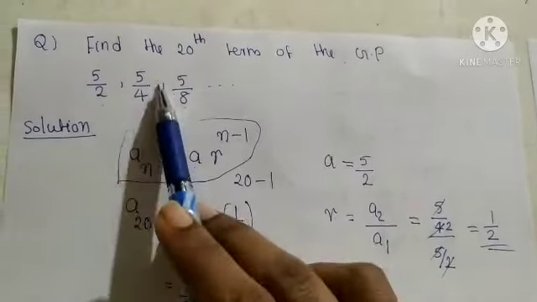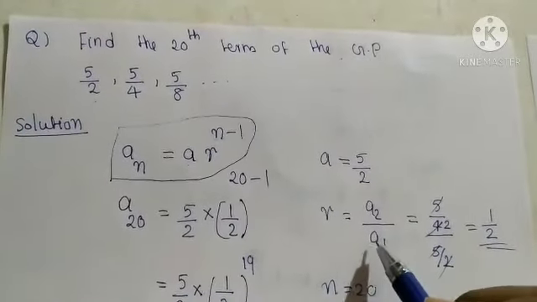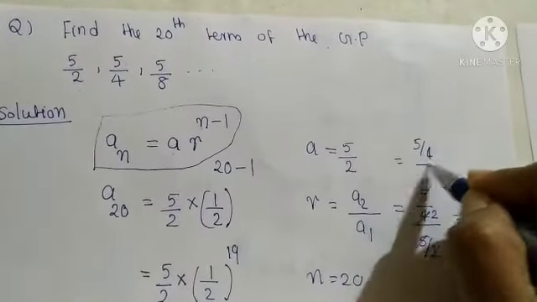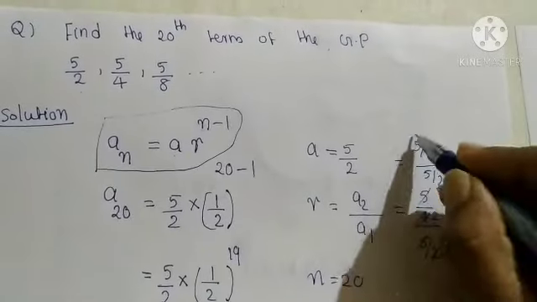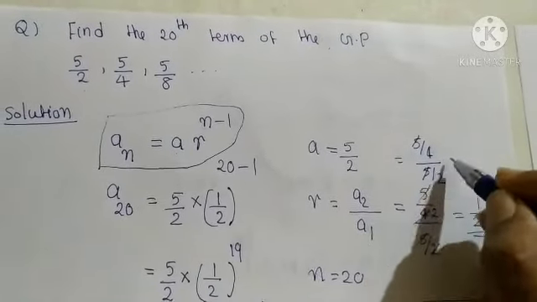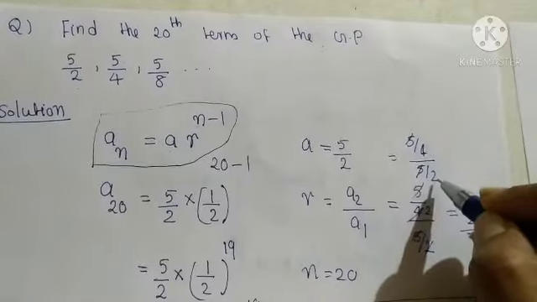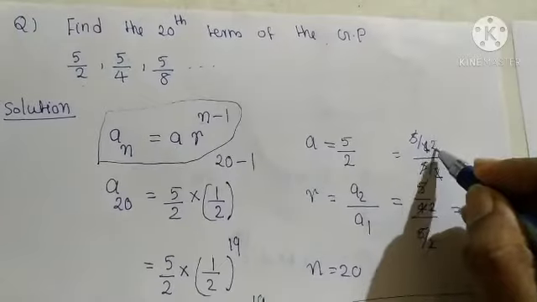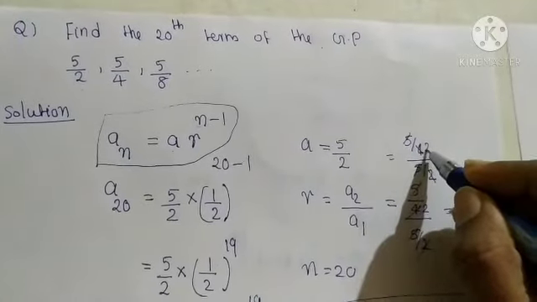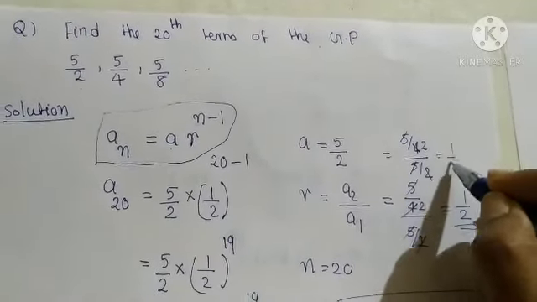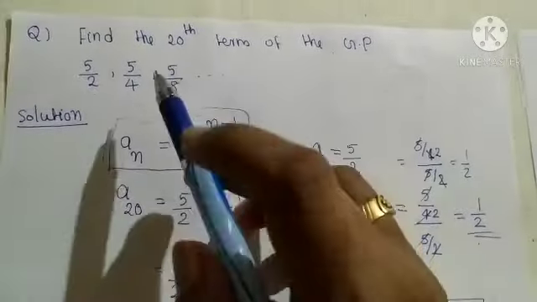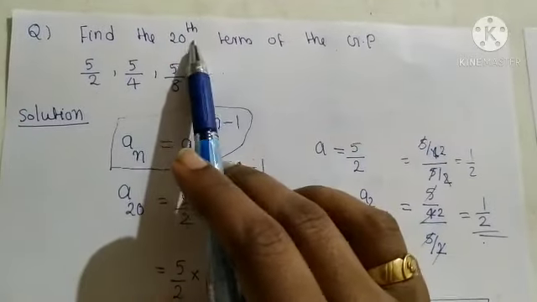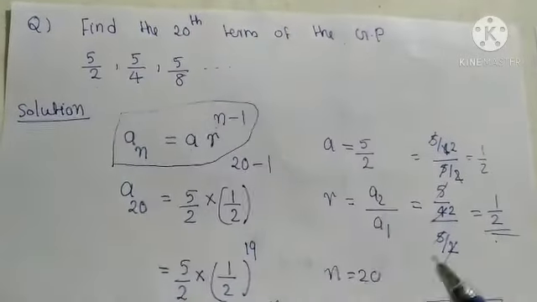So here the second term is 5/4 and the first term is 5/2. 5/4 divided by 5/2. So cancelling these two 5s first, we get 4/2. Again cancelling these two and 4, the 4 changes to 2. The final answer will be 1/2. And the value of n is 20 because we need to find the 20th term. That means n is equal to 20.